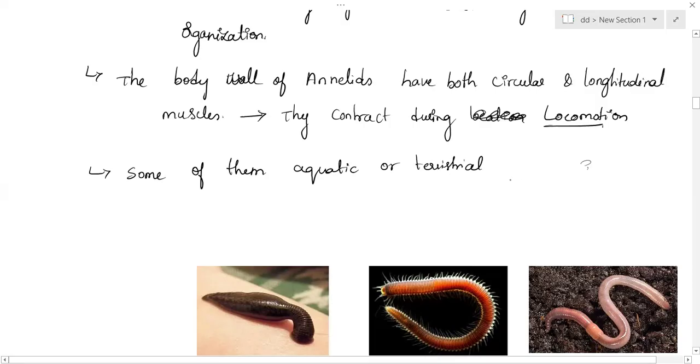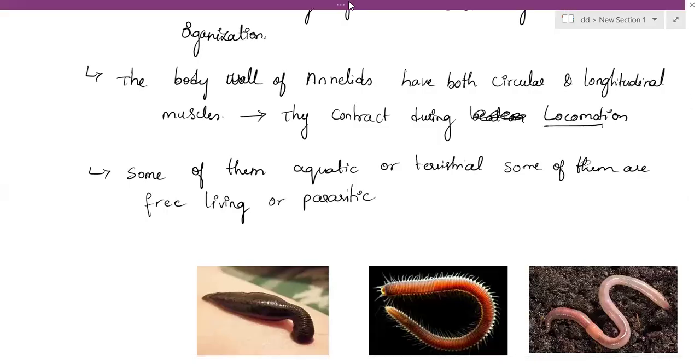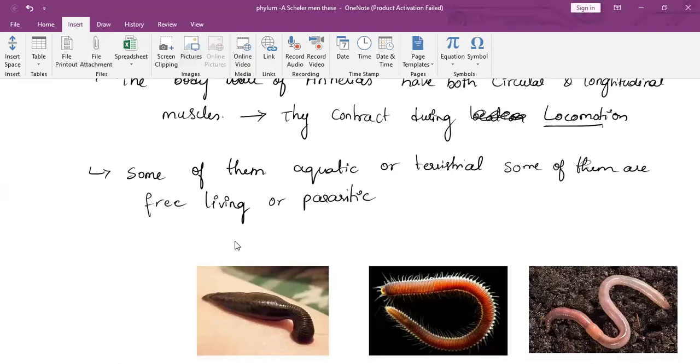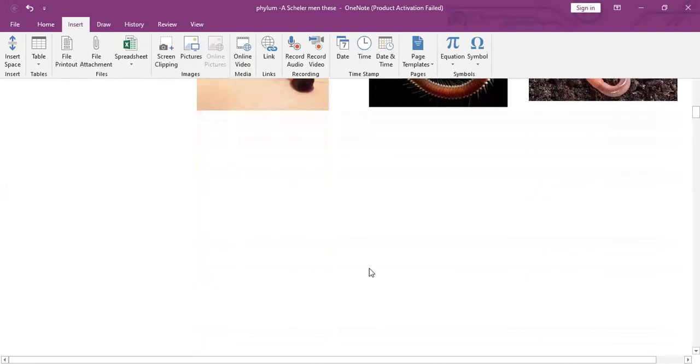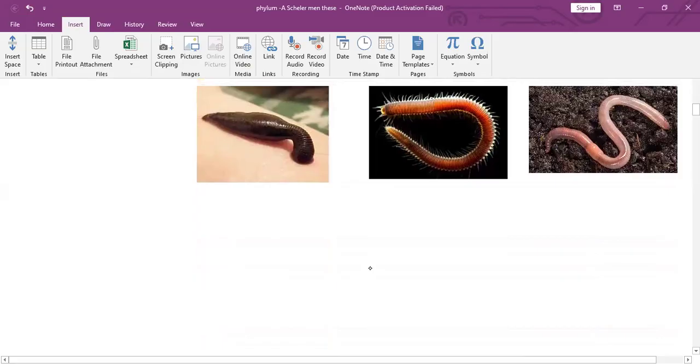Free living, sometimes parasites. Some of them are free living or parasitic. So here, let me give an example for aquatic type of organism.